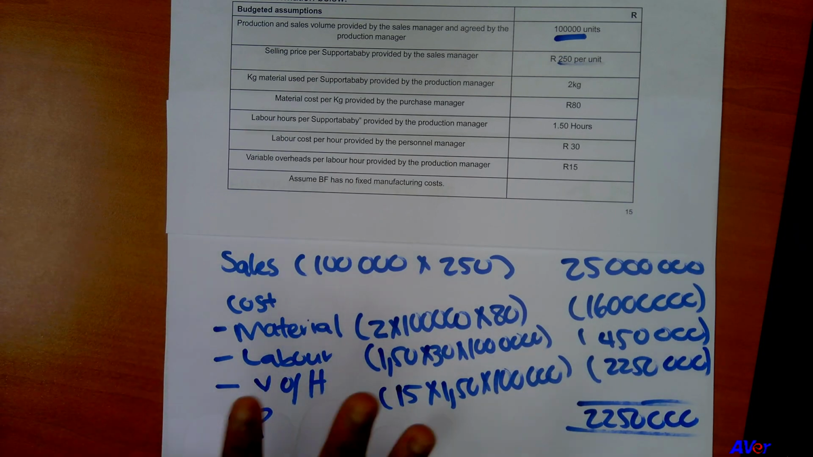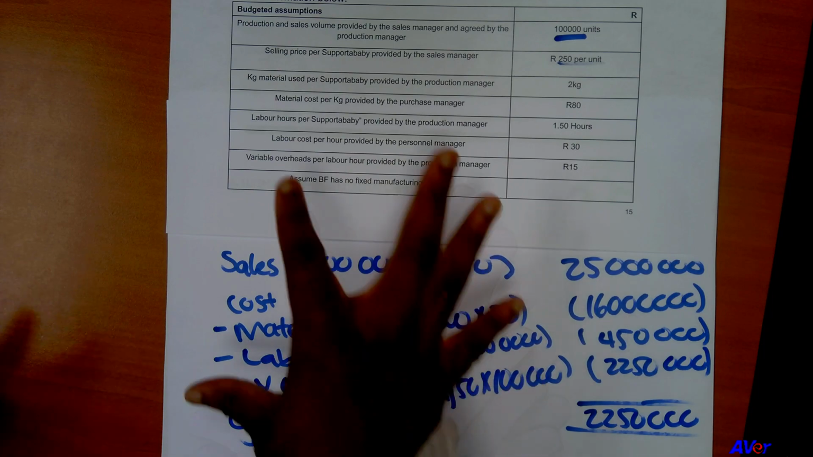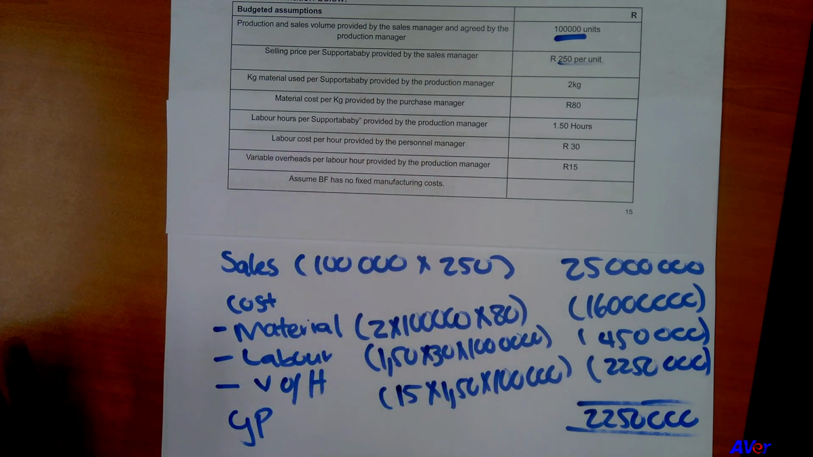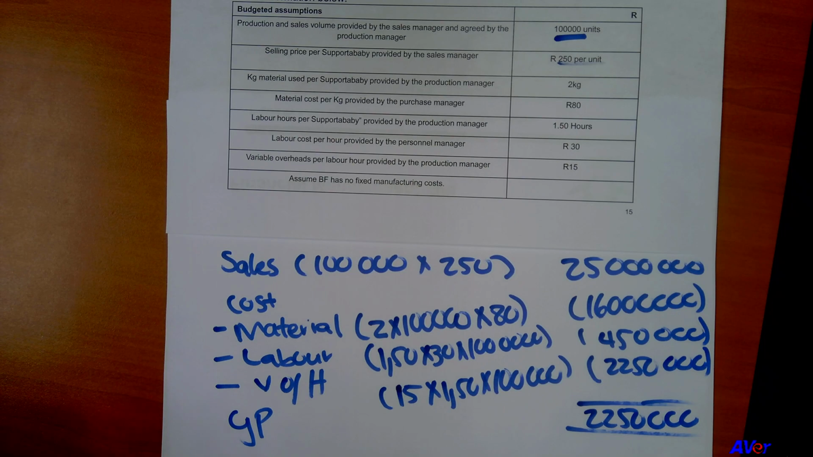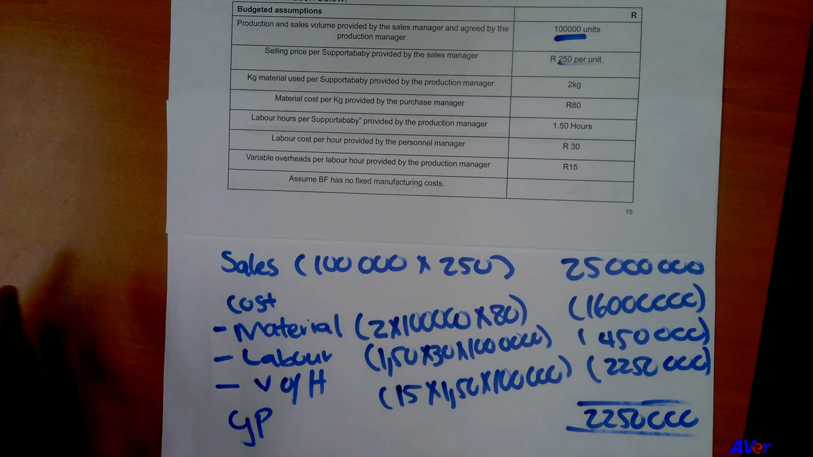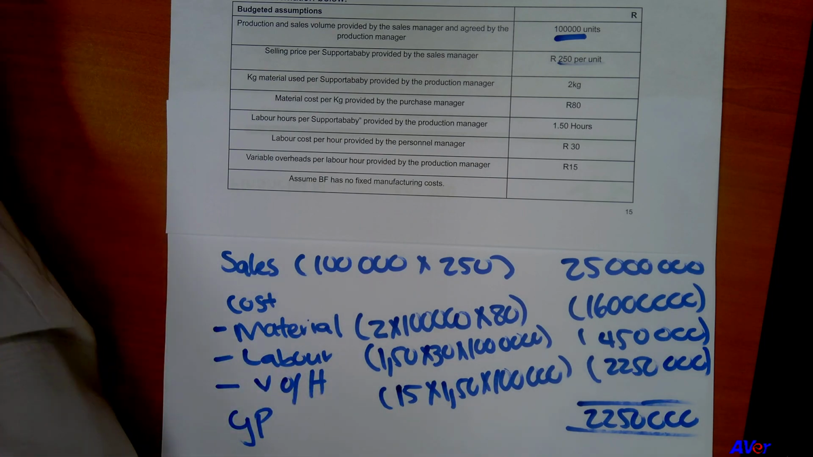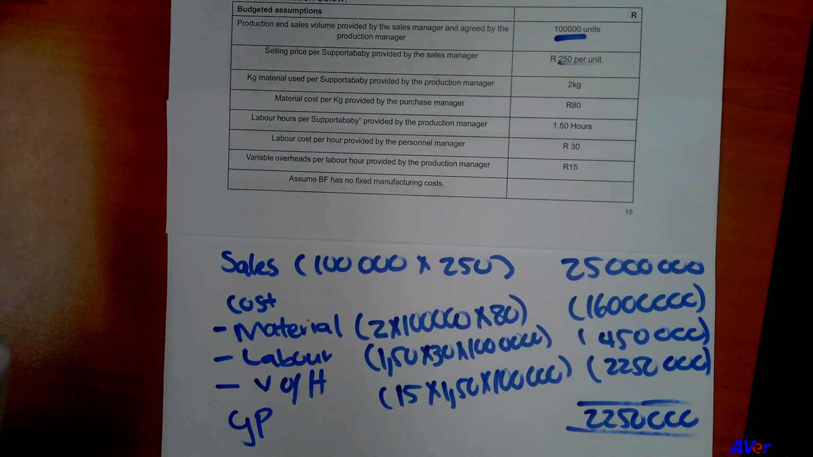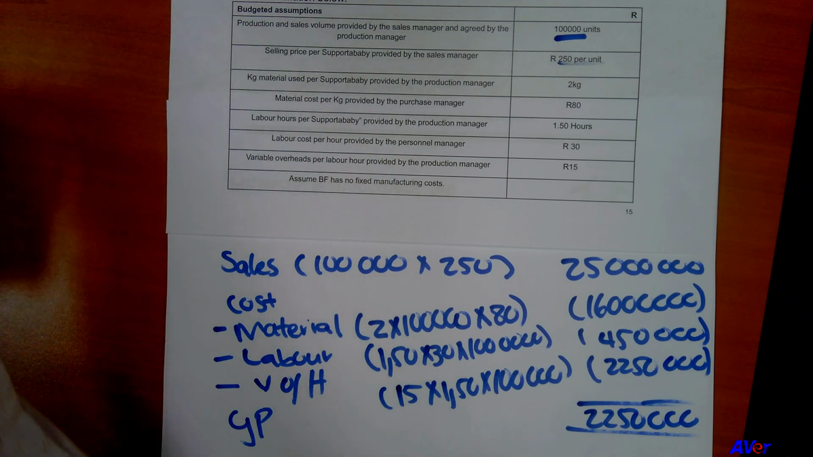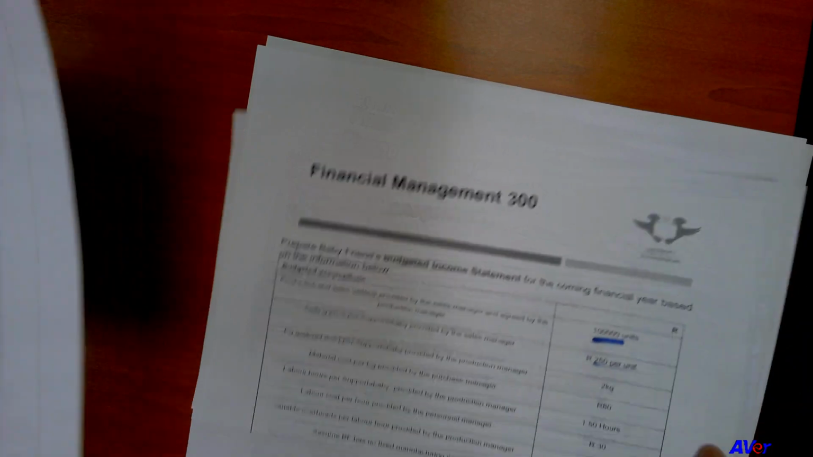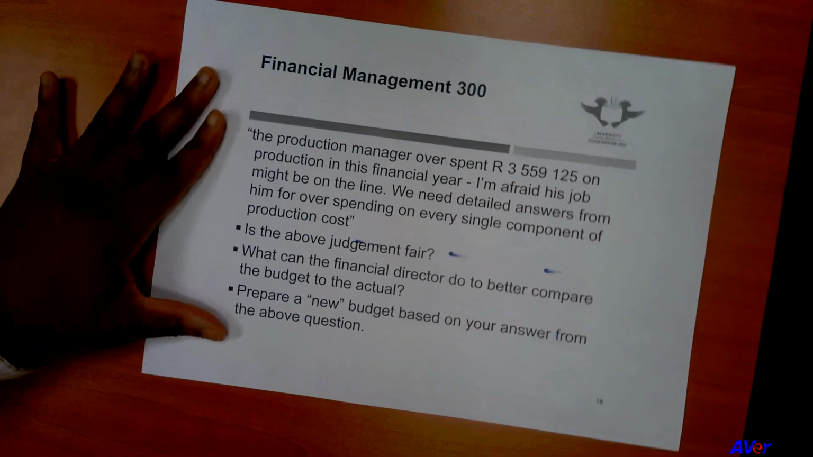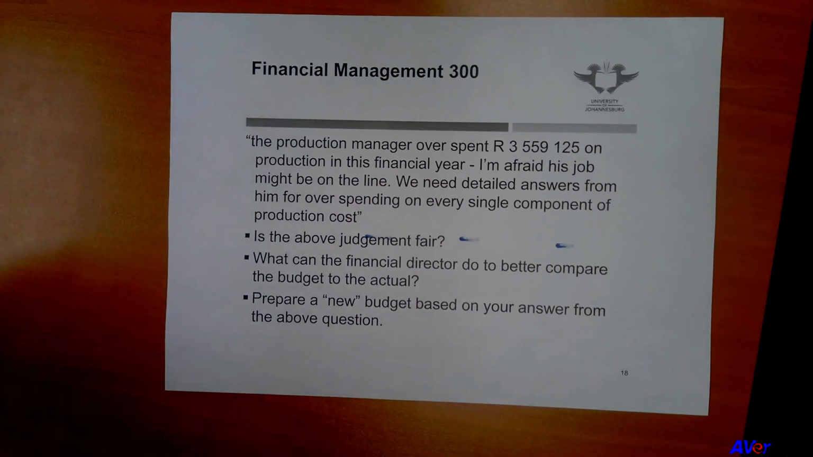So I want you to go home, do the same exercise, do the exercise for the budget, and then do the exercise for the actual information. And then after that, you need to look at the two budgets, compare them, and then deal with the problem that is given to you. There is a problem that we actually need to solve. So this is the problem that you need to think about when you're doing this exercise.